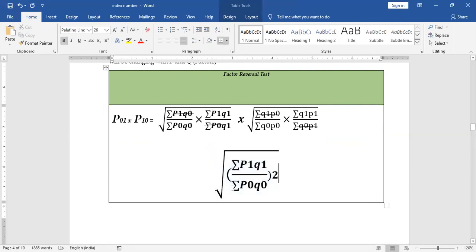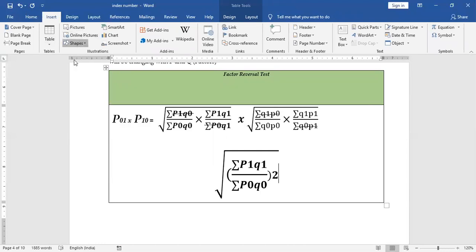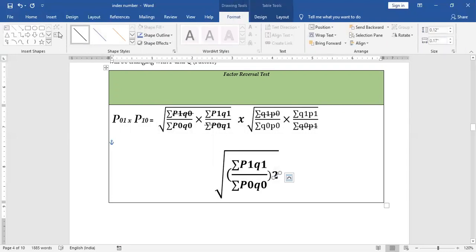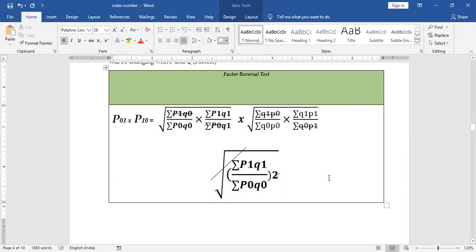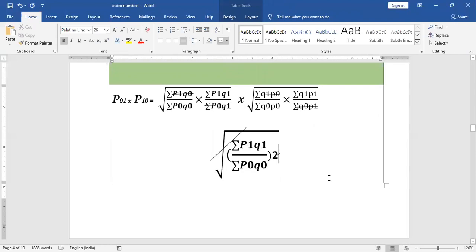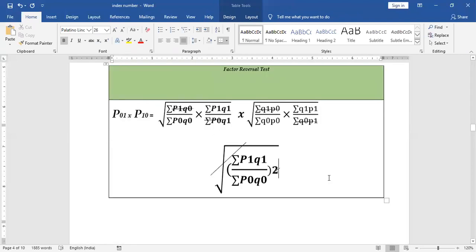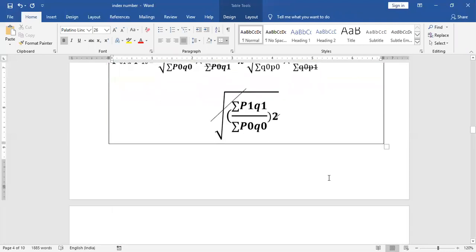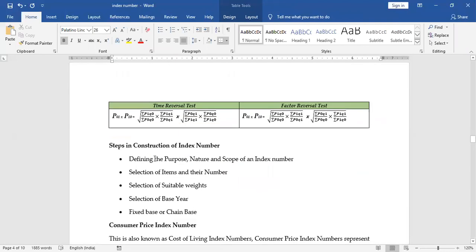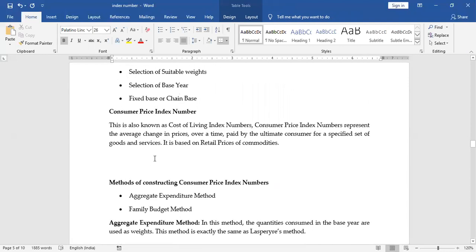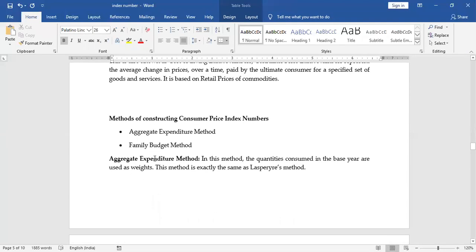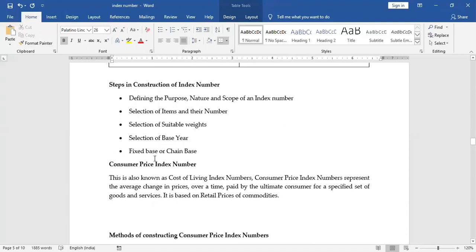Square and square root get cancelled. I think you know this. Square and square root get cancelled. So we'll be left with only P1 Q1 and P0 Q0. Very important. So this is what TRT and FRT are about. In the next class, we'll be taking the steps in construction of an index number. Next is consumer price index number, methods, and we'll take up the numericals.